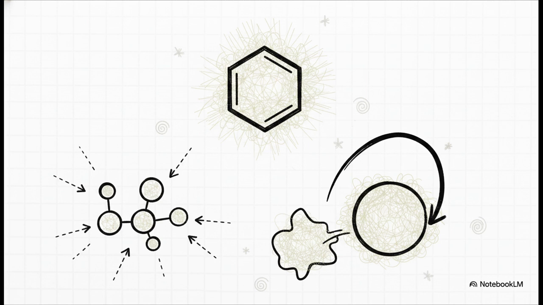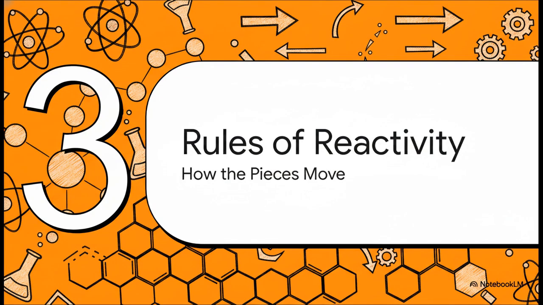And finally, the aromatics, featuring that famous benzene ring. This boasts its own totally unique flavor of reactivity through electrophilic substitution, like nitration and sulfonation. Now let's get into Section 3, the rules of reactivity. Let's see how the pieces actually move.